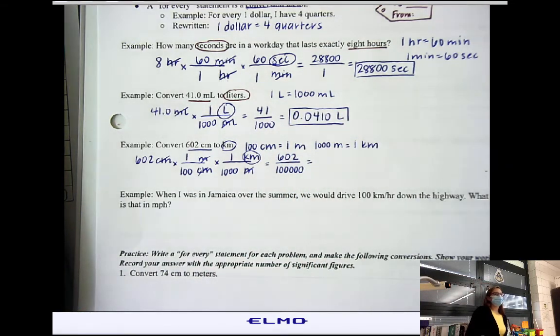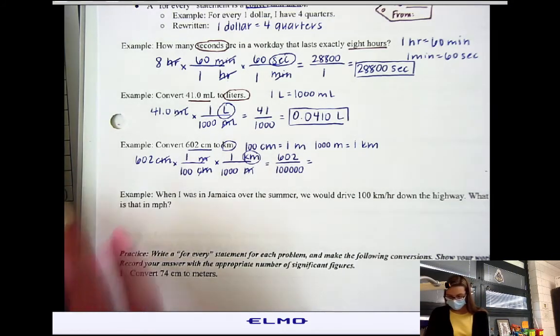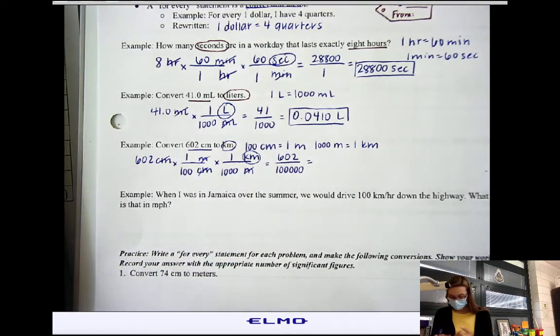So you have 602 on the top because 602 times 1 times 1. And then you have to multiply those numbers on the bottom. You have to do 100 times 1,000. You get 100,000. Then divide the two. So then you do 602 divided by 100,000.